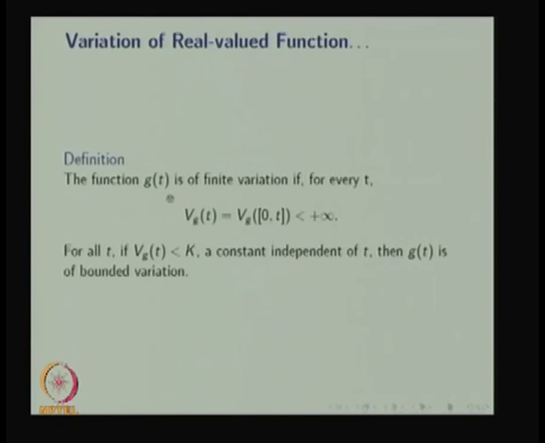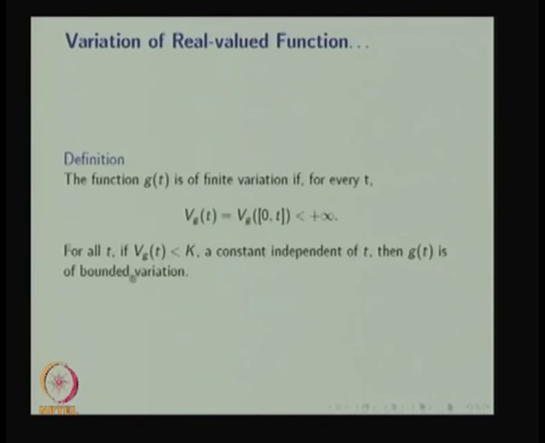The function g(t) is of finite variation if for every t, V_g(t), that is nothing but the variation of g over the interval 0 to t, is finite. Whenever, over the interval 0 to t, the first variation of the function g is a finite one, then we say the function g(t) is of finite variation for every t.